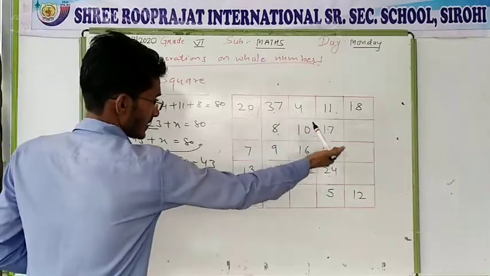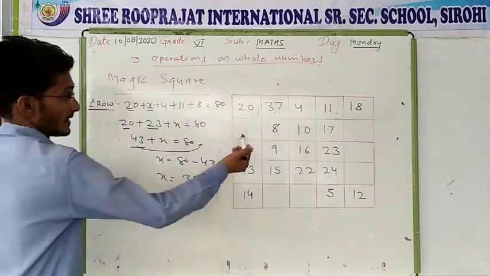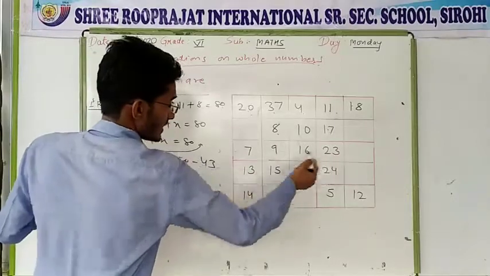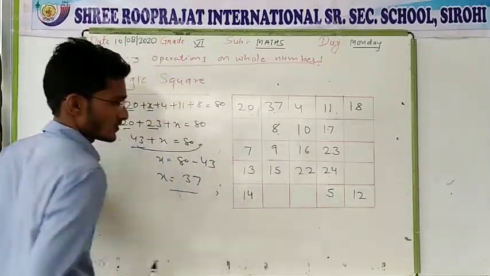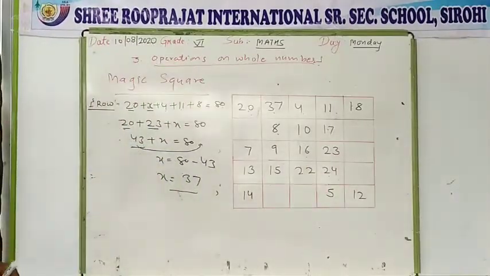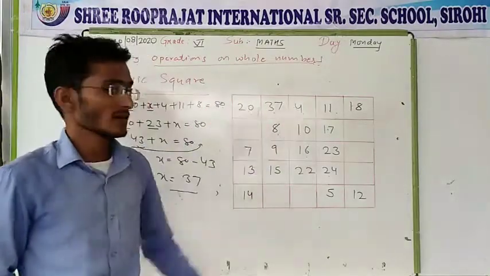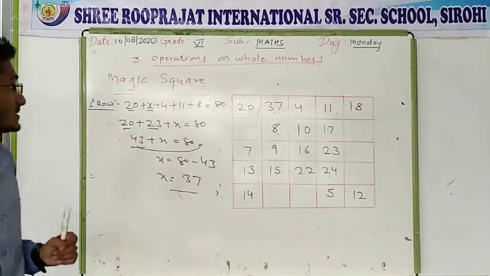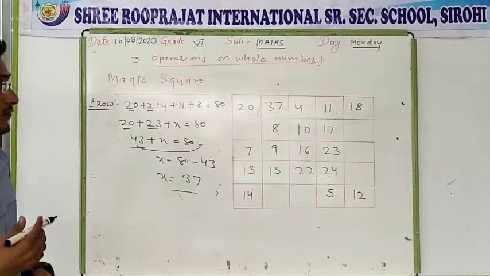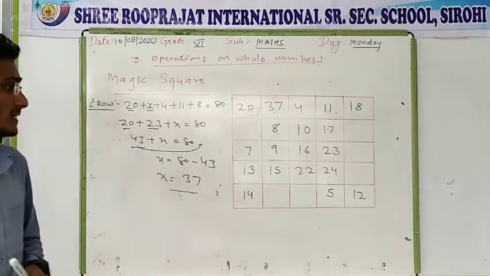You can try the same with all the boxes. Like this one, it should be 80. This should be 80. So what is the missing number? You have to fill the box with the correct number. And in the same way you have to try with the columns. So that is your magic square. You have to fill all the empty boxes with the correct numbers.